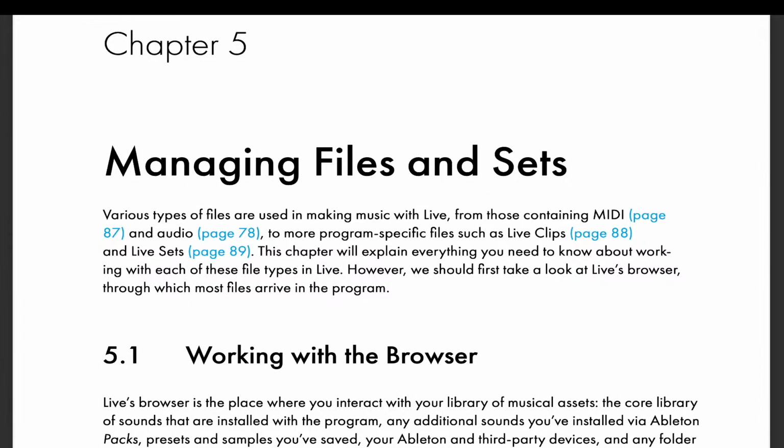All right. Chapter 5, managing files and sets. Various types of files are used in making music with Live, from those containing MIDI, page 87, and audio, page 78, to more program-specific files such as Live clips, page 88, and Live sets, page 89. This chapter will explain everything you need to know about working with each of these file types in Live. However, we should first take a look at Live's browser, through which most files arrive in the program.